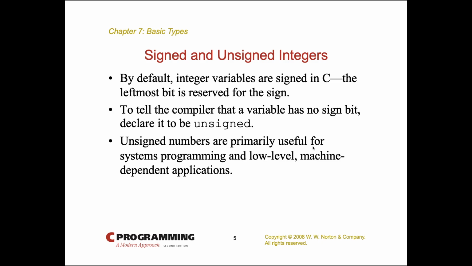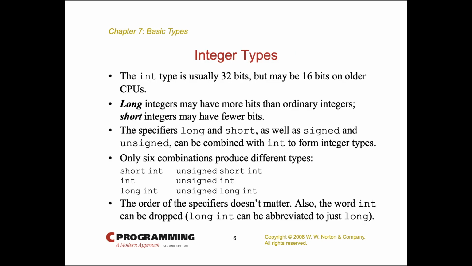Unsigned numbers are primarily used for system programs and low-level machine-dependent applications. The int type is usually 32-bit, but maybe 16-bit on older CPUs. Currently I know 32 and 64-bit. I believe there are no more 16-bit CPUs. Currently it is 32 or 64.